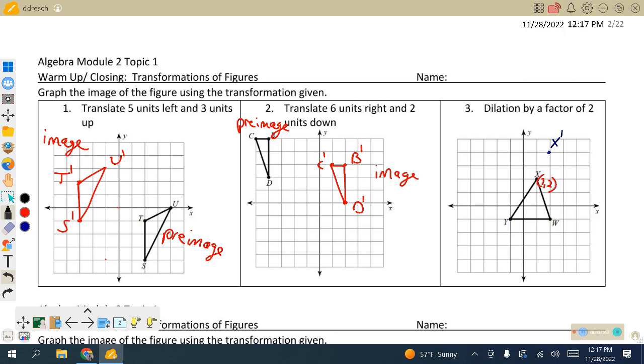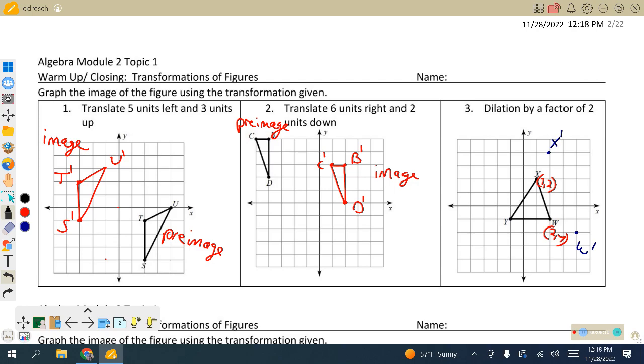Where is w located? W is at what? 2, -1, and then multiply it by 2. 2, -1 becomes what? Yeah, multiply everything by that 2. So 4, -2. And again, what should start happening is this triangle should start enlarging.